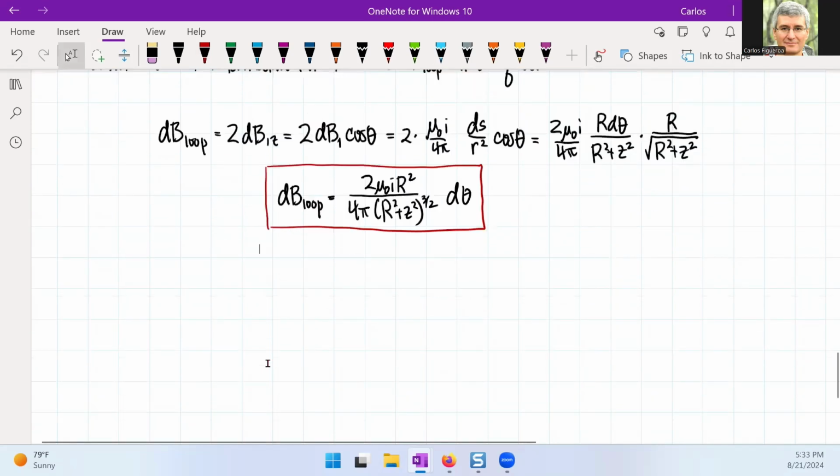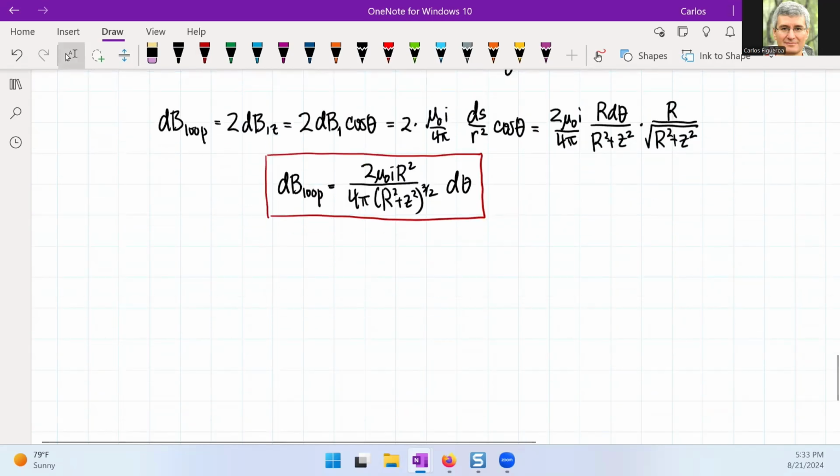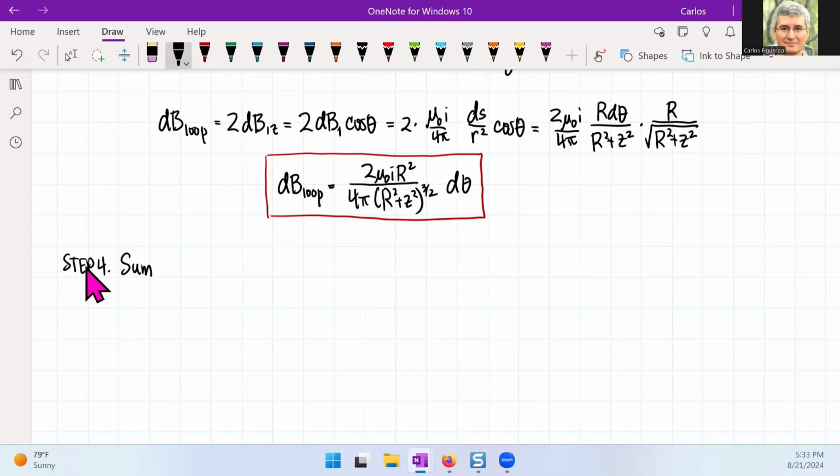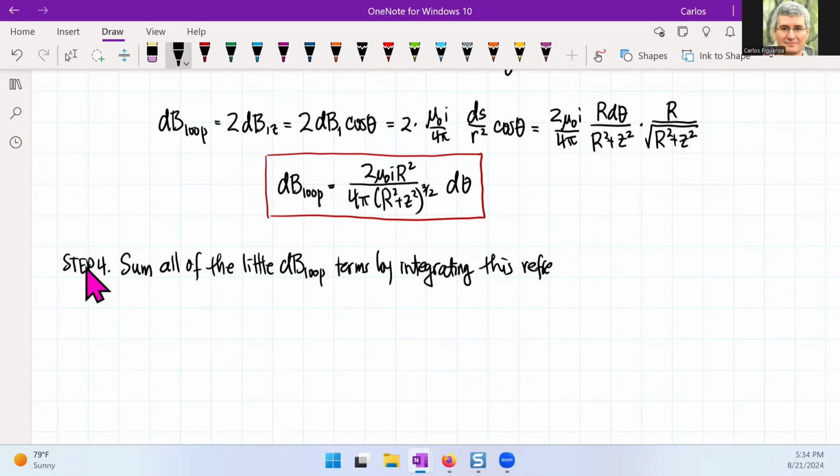This is a very nice integral because it only depends on integrating theta, which is super nice. So then we get to step 4. Now we need to sum all of the little dB loop terms by integrating this refreshing term.